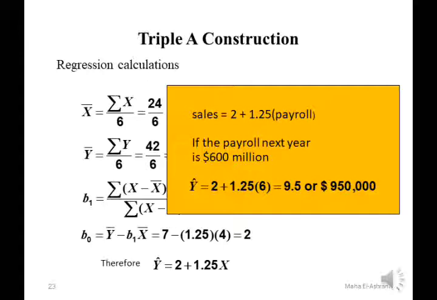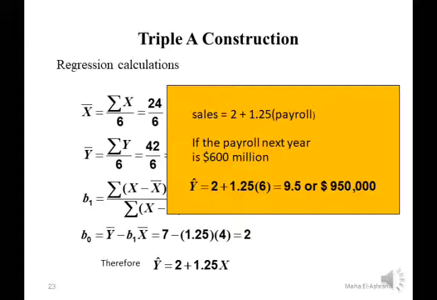So what we're going to do is to replace X by 6. You will not be substituting 600 million for X. Why? Because we said the values for the payroll are in hundreds of millions.